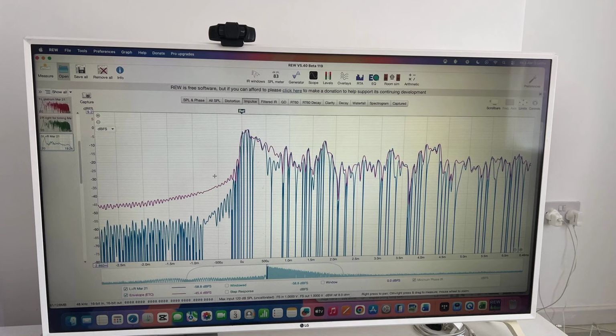Now here's where it gets interesting. Most people use REW to look at frequency response, but REW can also show you reflections directly, and this is where measurement becomes genuinely useful.